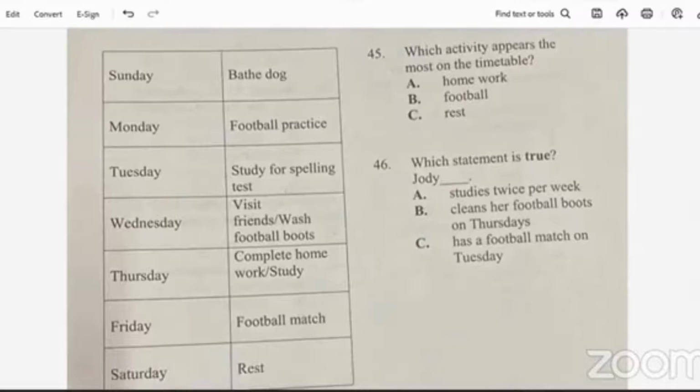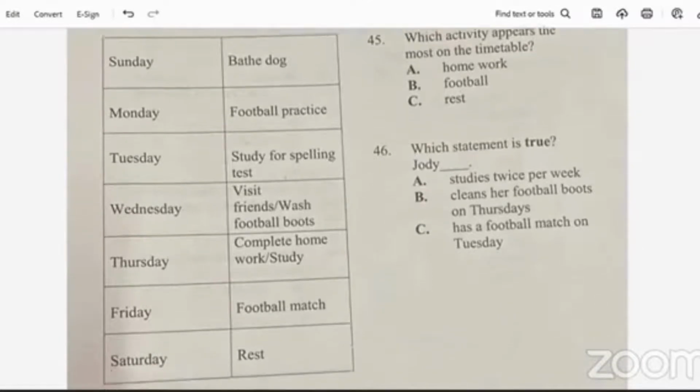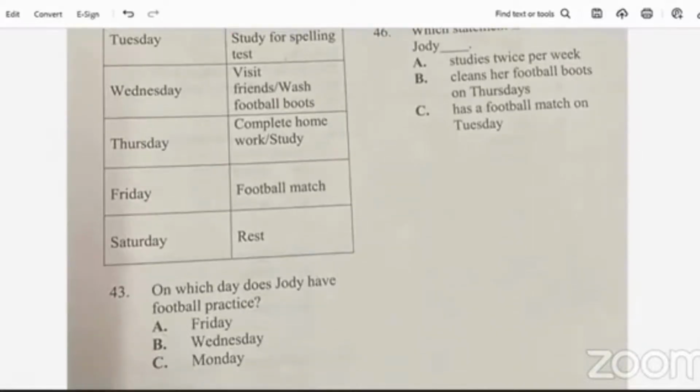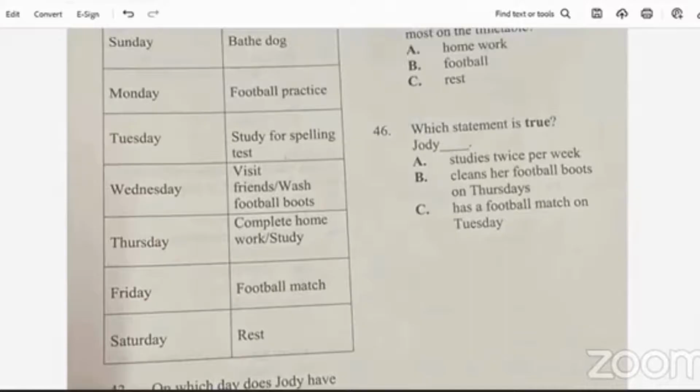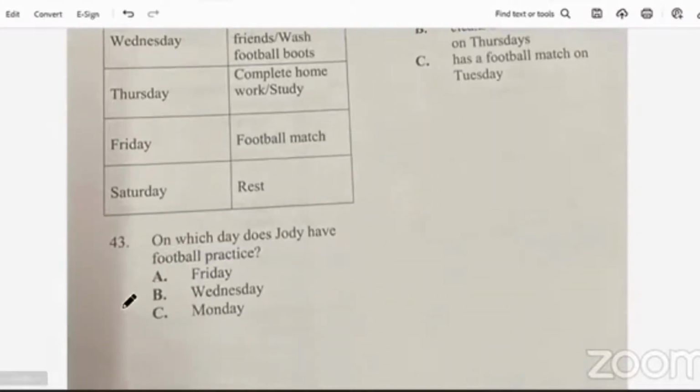And Friday, football match. Saturday, rest. So let's look at question 43. On which day does Jody have football practice? So we're going to have to go back to see where it talks about football practice. Is it Friday, Wednesday, or Monday? And it shows that on a Monday, she has football practice. So Monday is the correct answer. So for 43, the answer is C.